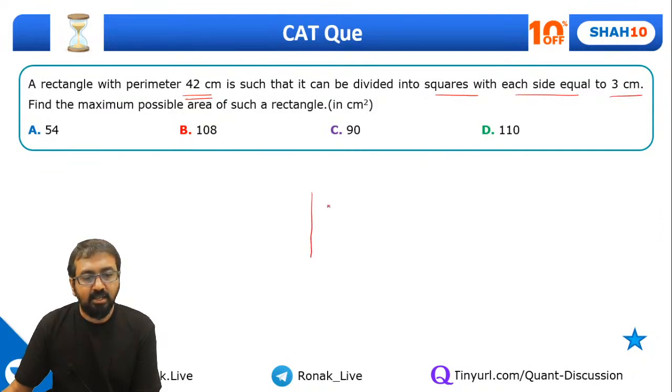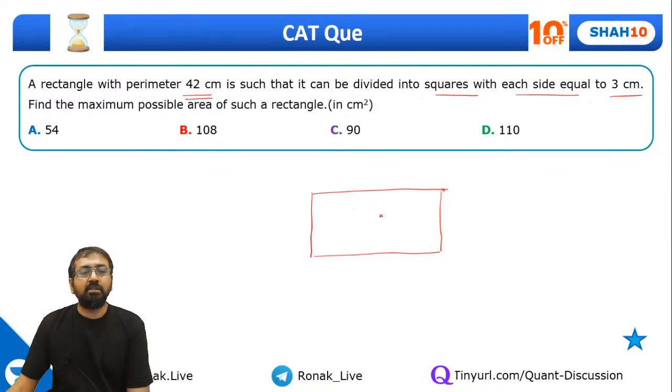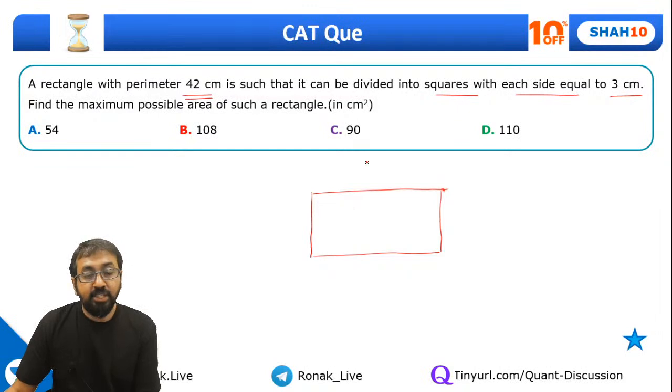Right? There is a rectangle, and please understand the perimeter is 42, and we are able to divide it into squares of side 3 centimeters. So this is one square of side 3 centimeters, another square, and so on and so forth, right? So we should be able to divide it like this. I don't know how many squares will be there, I'm just drawing it this way.